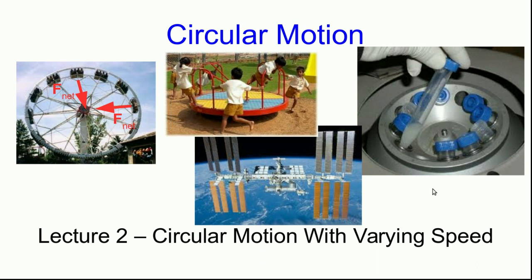Hello and welcome to Lecture 2 of Circular Motion in Phys 1104. We spent the last video lecture looking at circular motion with constant speed. Now we're going to look at some of the modifications to those ideas that we need to be able to describe circular motion with varying speed.